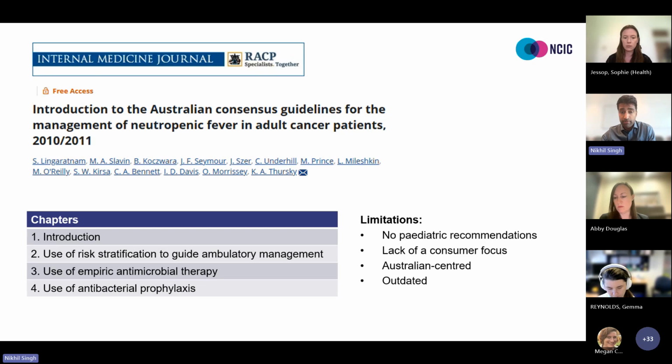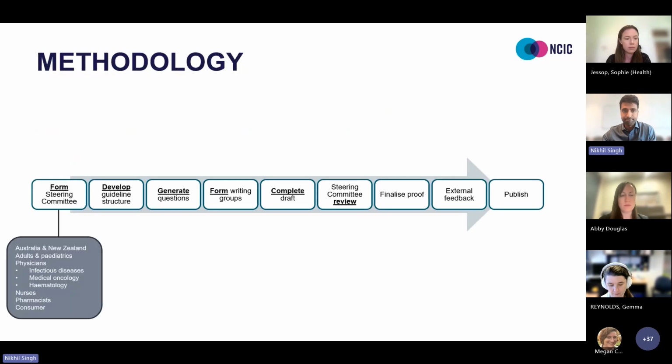Firstly, there were no pediatric recommendations. There was a lack of a consumer focus with no guidance or direction provided on how to approach education for patients and carers. It was Australian-centred. We believe that there should be a scope to broaden this out to include New Zealand. And then lastly, they were outdated. We all know that since 2010, 2011, there have been many new publications which have guided the management of neutropenic fever, which need to be accounted for in the update.